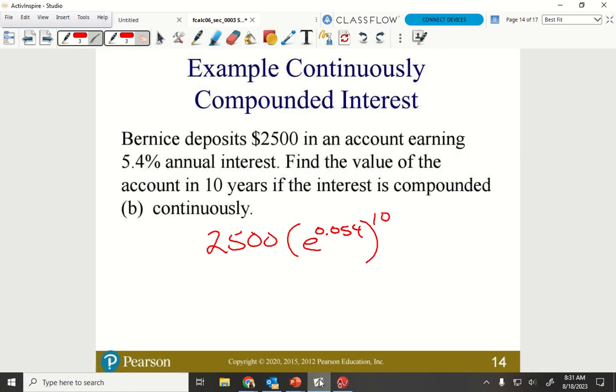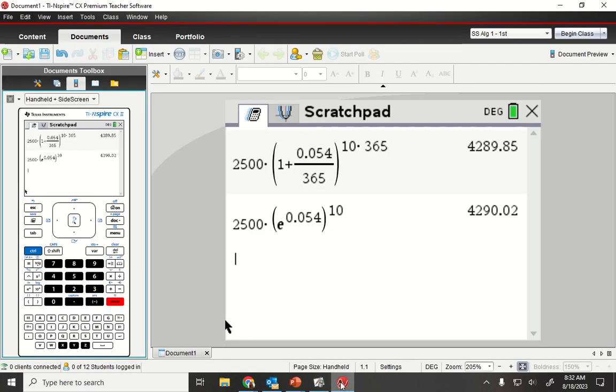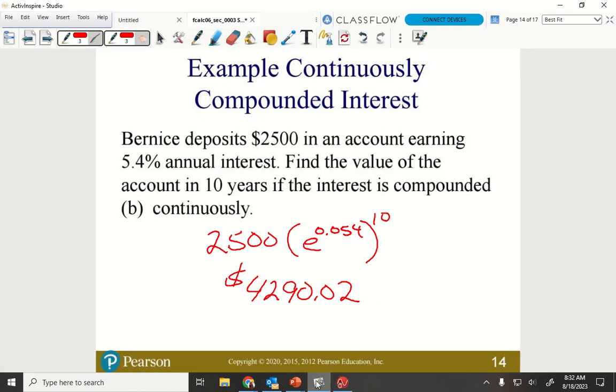So which one is better? It's money, right? Do you want more money or less money? More money. Anyway, $4290.02, if I'm looking at my calculator, which one is better for me? The continuous one. But it's about the same. Depending on what formula you're using, it's about the same. All right, so let's keep going.